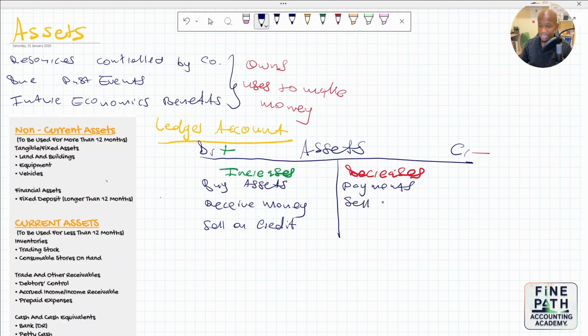If we sell any assets that we have, that would decrease our assets because we no longer have that asset with us. Another type of transaction here would be when a debtor settles their account. So when someone pays us back their money, it means that they no longer owe us and we cannot expect them to pay us back. And then another one would be when someone goes insolvent, or when they go broke and can no longer pay us, and then we write them off as bad debts.